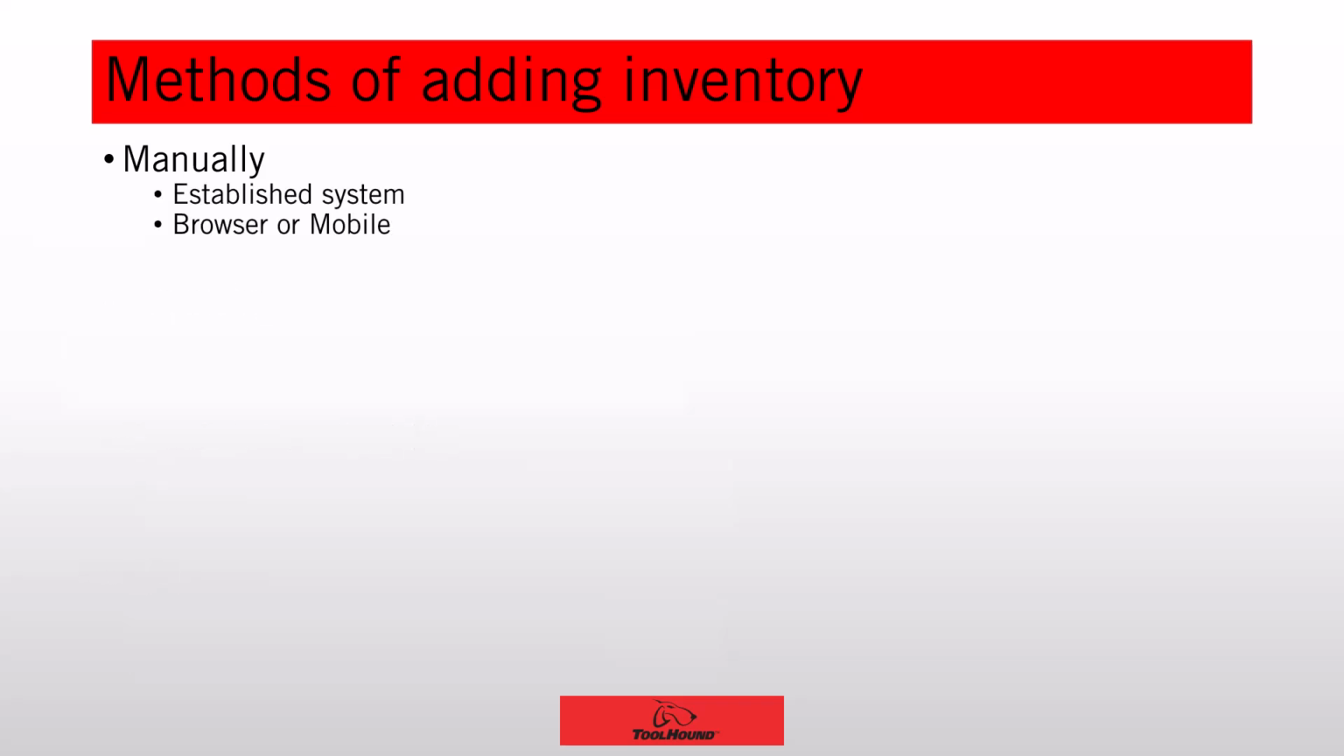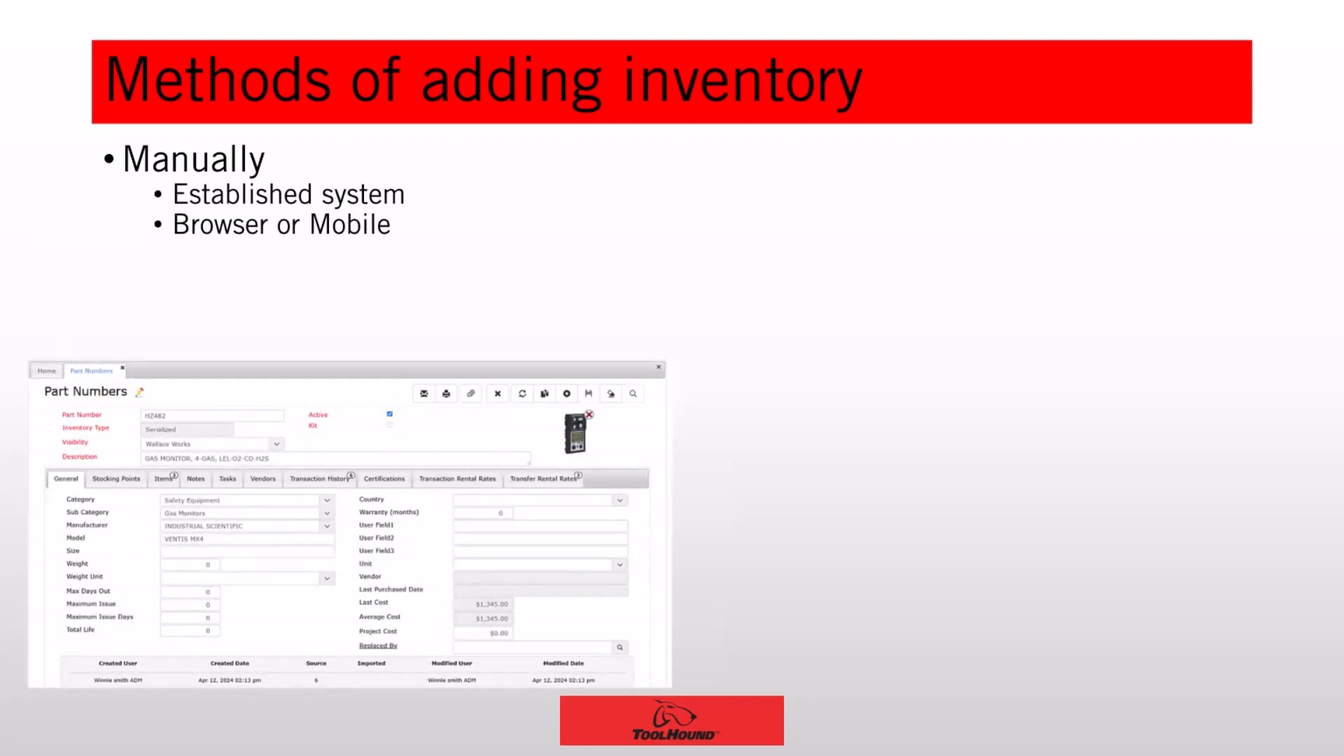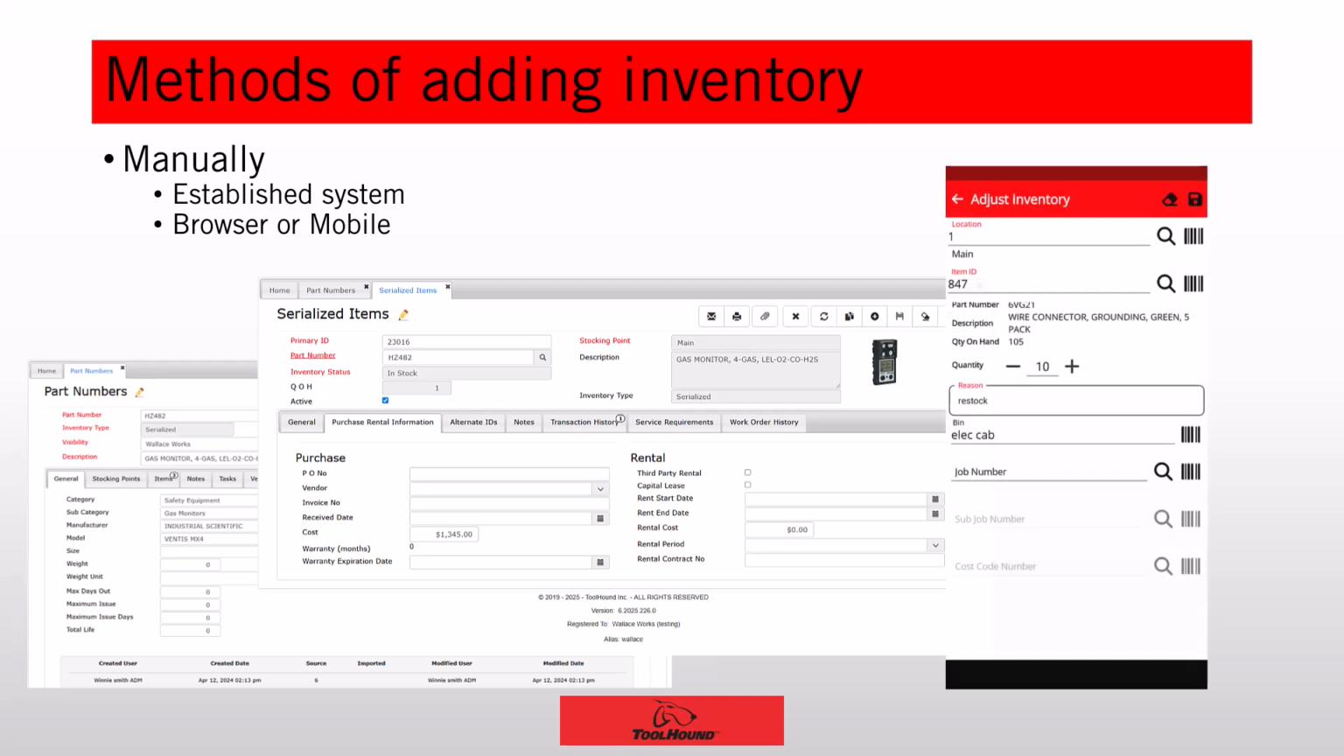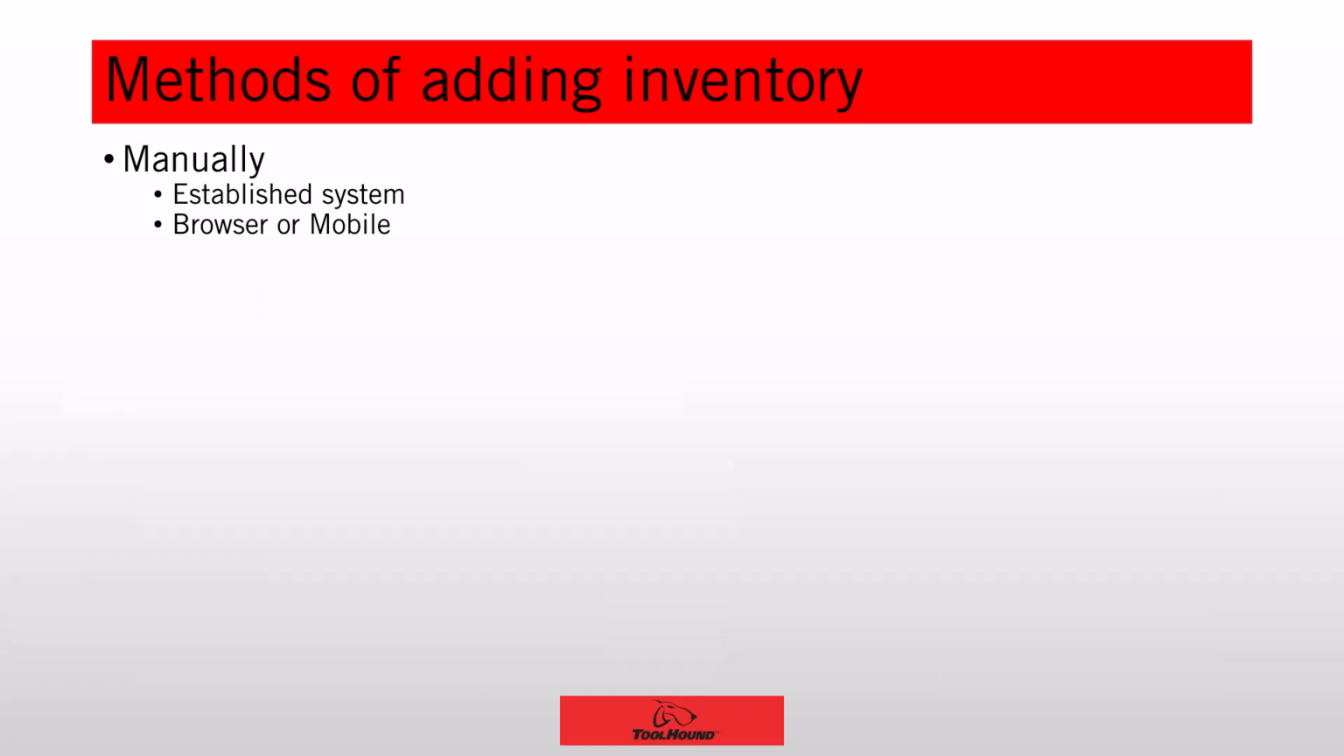Manually adding inventory is best suited for an established system where you're adding parts, serialized assets, or receiving quantity items daily, weekly, or less frequently. These tasks can be done in the browser or on the mobile app.